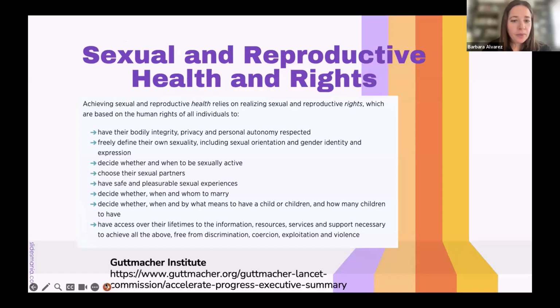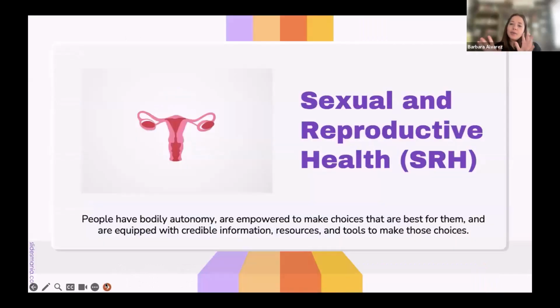So if I could break it down into my own definition for the purposes of our time together, this is what I would say. Sexual and reproductive health means people have bodily autonomy, are empowered to make choices that are best for themselves, and are equipped with credible information, resources, and tools to make those choices.